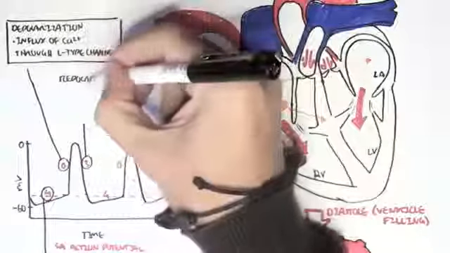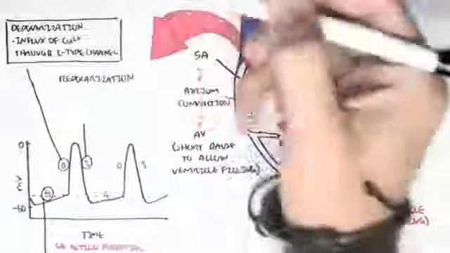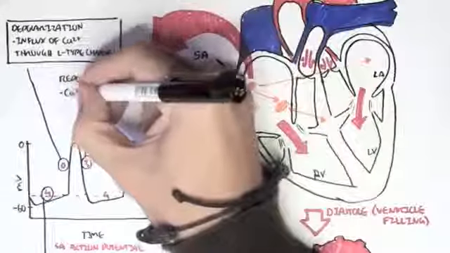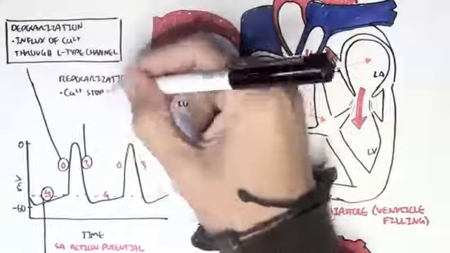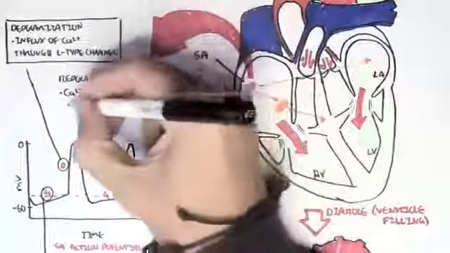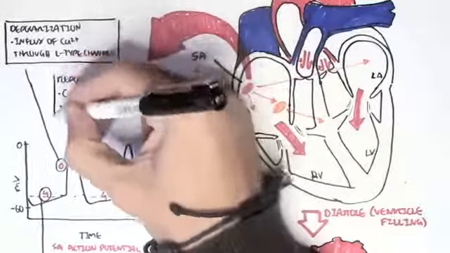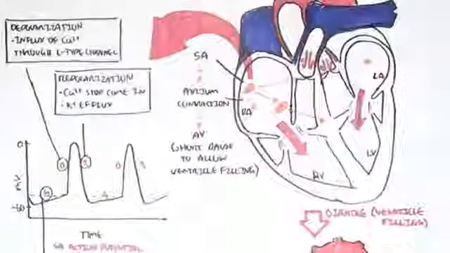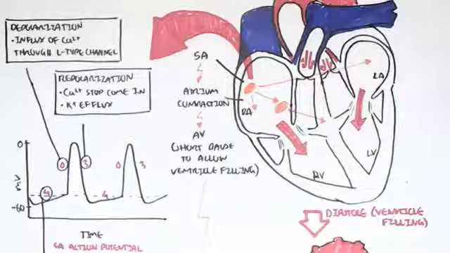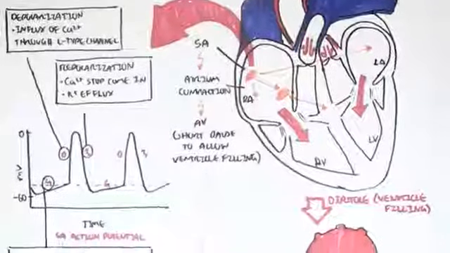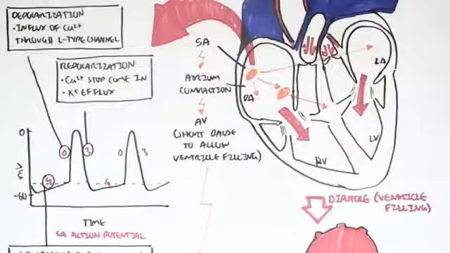Then we have phase 3, and this is where we have repolarization, when the calcium ions stop moving inside, and then we have the efflux of potassium ions. The potassium ions leaving the cell, causing the cell to become more negative. So it's repolarizing. It will repolarize to about negative 60 millivolts, and then the calcium channels will close. And then the process continues.